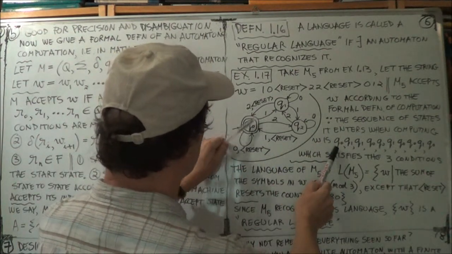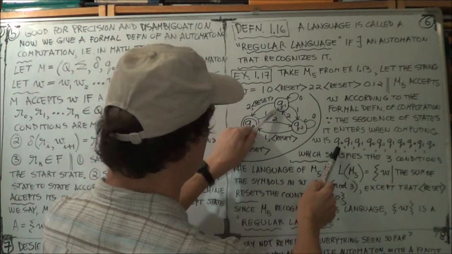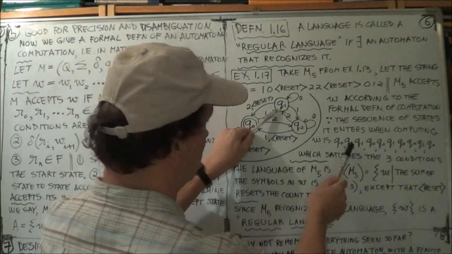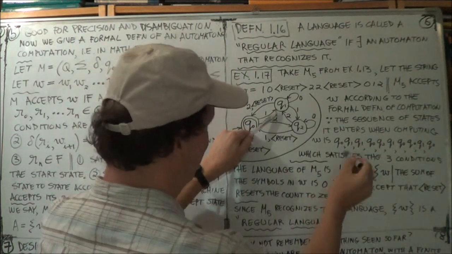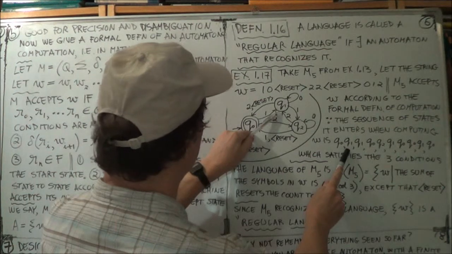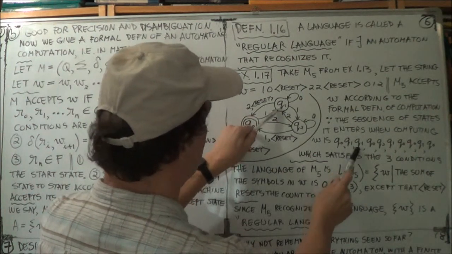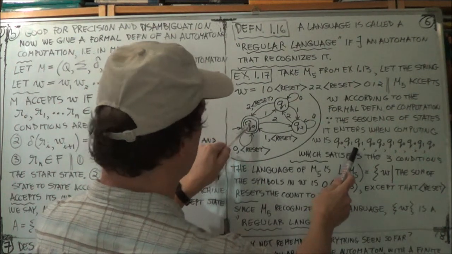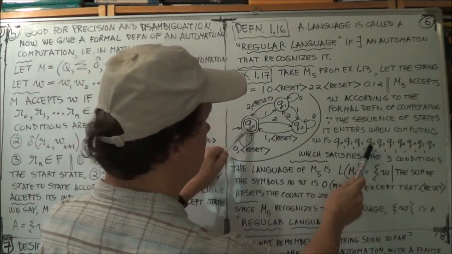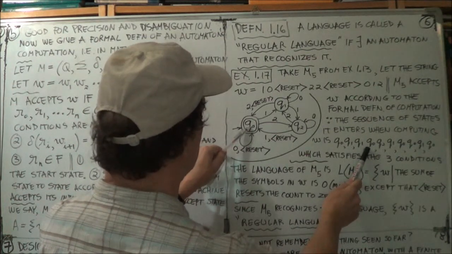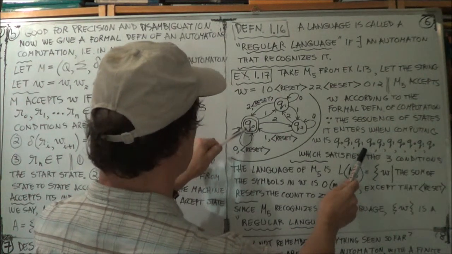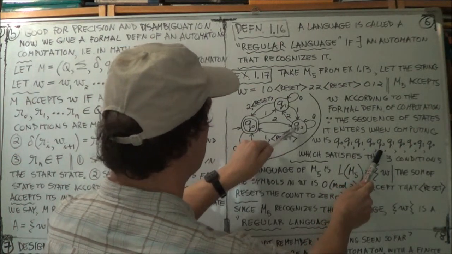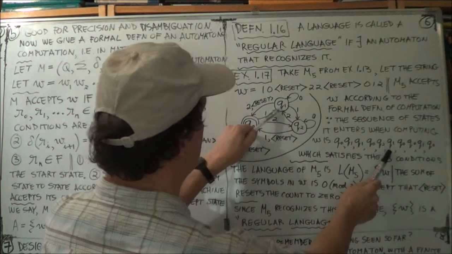Then a 1 comes in, so we move to here. Okay, we're in Q1. Then a 0 comes in, so we're back in Q1 again. Then a reset takes you back to Q0. Then a 2 goes to here, so now we're in Q2. And then another 2, so now we're up in Q1.